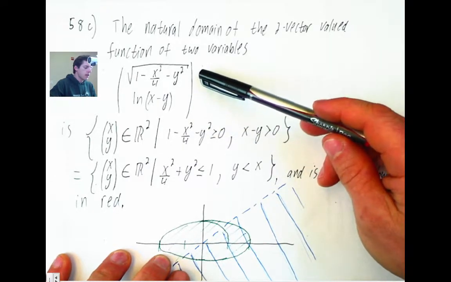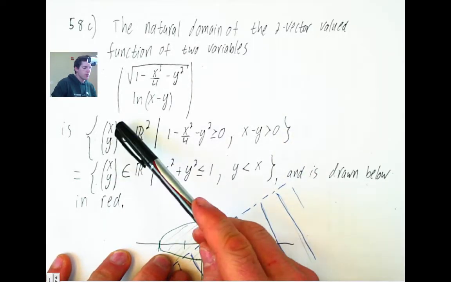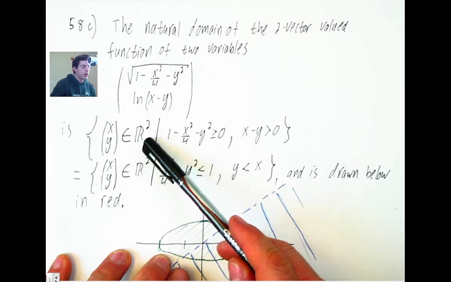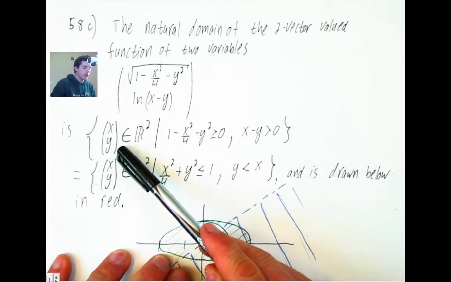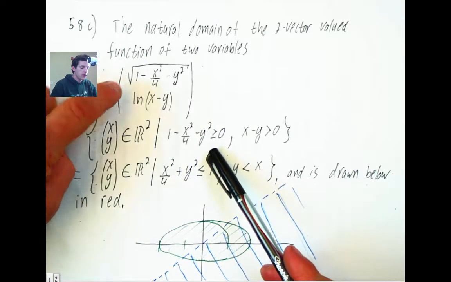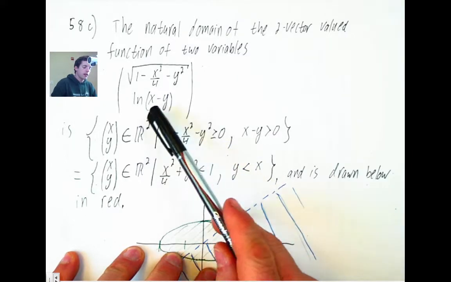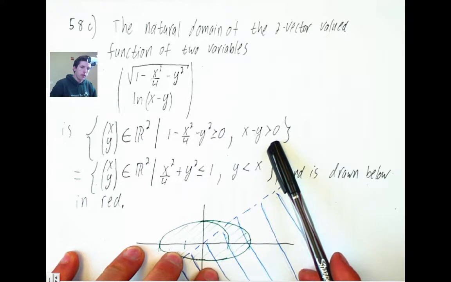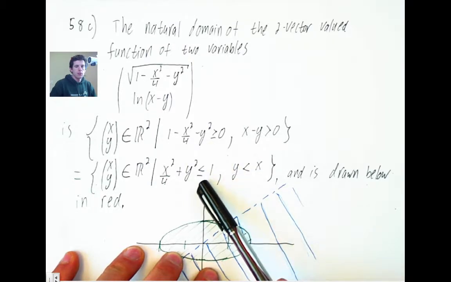And the domain is the ordered pairs of numbers x, y, R2 being all of the ordered pairs of numbers, but only the ones that satisfy these two conditions. The thing underneath the square root needs to be non-negative, greater than or equal to 0, and the thing inside the natural logarithm needs to be strictly greater than 0. Okay, so both of those things need to be true. I've rearranged this algebraic inequality to simply this.